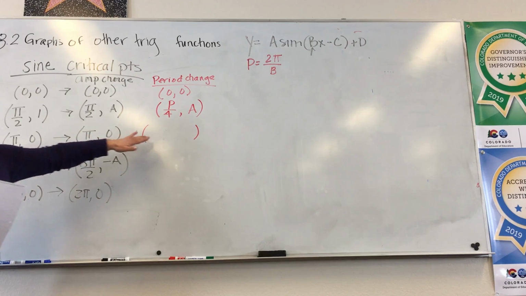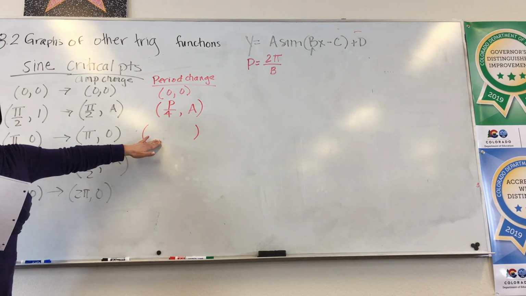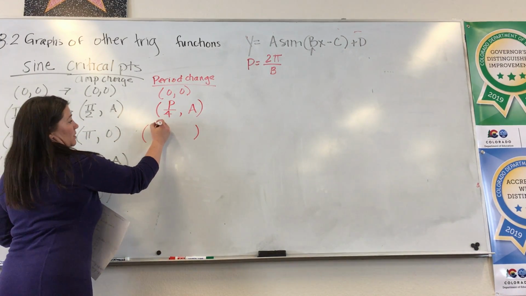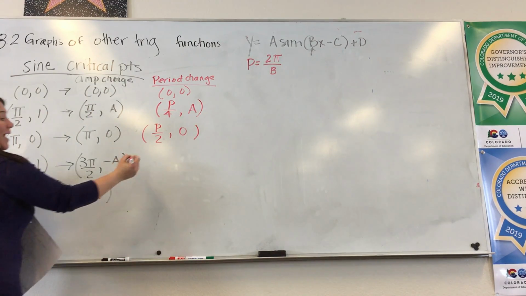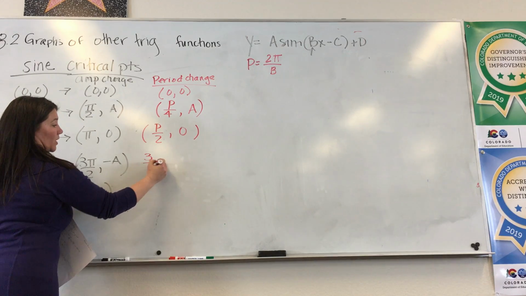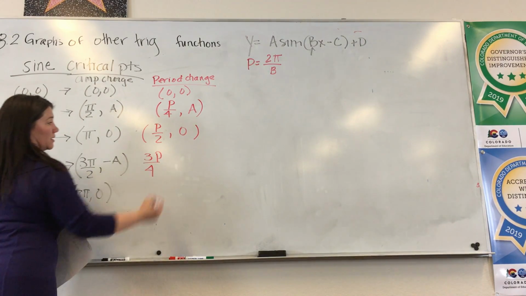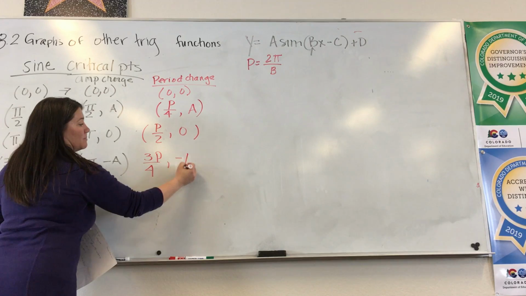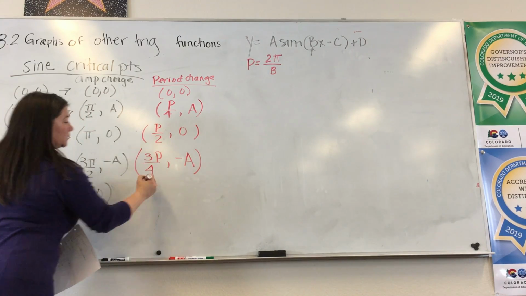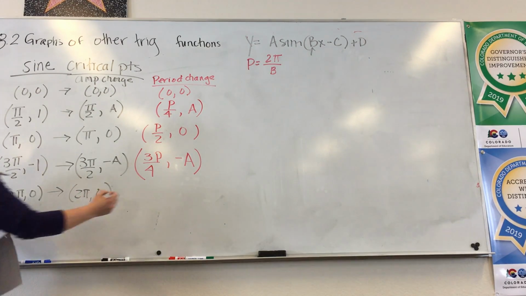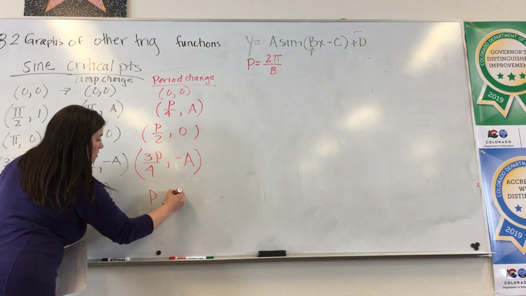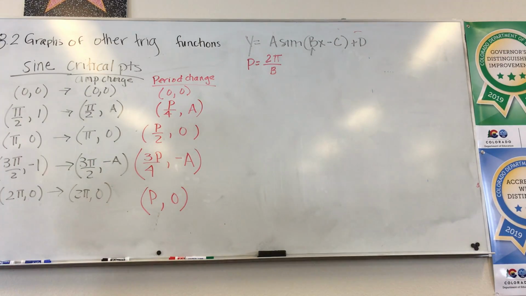Okay? At half of your period, what are you going to have? 0. You're going to have a 0. At 3/4 of your period, you're going to have a minimum. And at your period, you're going to have another 0. This makes sense, right?